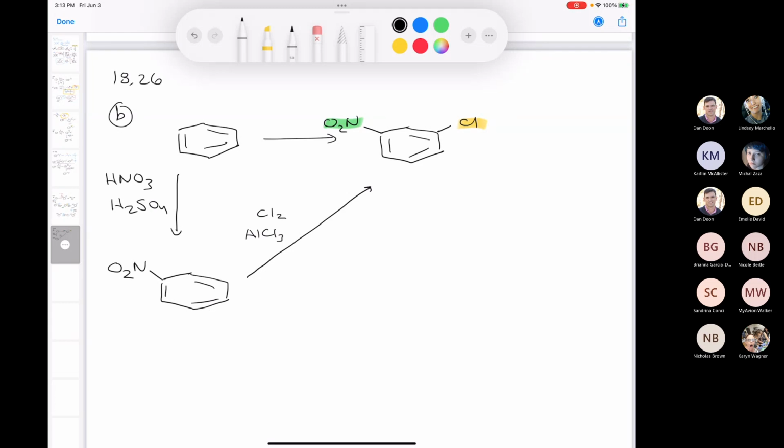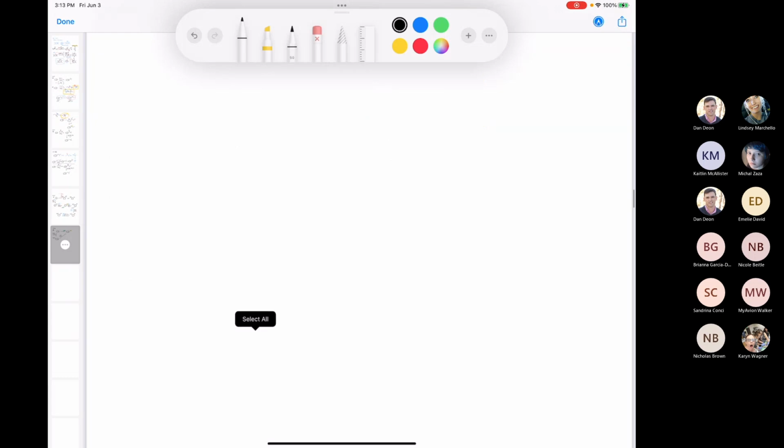Let's try one more. Did I have any others? Oh, geez, I did have some others. Why don't we try one more? We'll skip 18.28 for today. We'll see if we have time to do it on Monday, because I do want to cover the last two sections with you today, the whole part about SNAR and elimination additions.